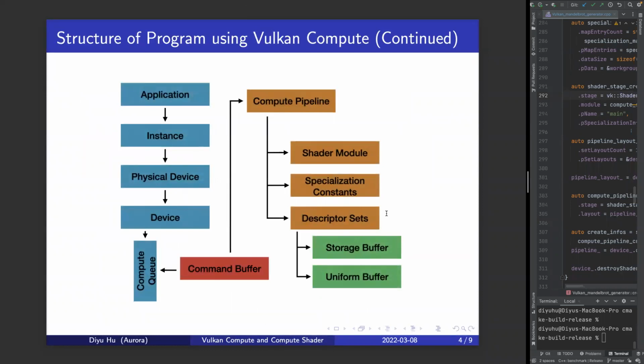And this figure illustrates the structure of a program using Vulkan Compute from the perspective of Vulkan objects. Different colors represent different stages. The blue represents the first stage, which is hardware setup, and the green represents resource setup, and the brown represents pipeline setup, and the red represents the final stage, command creation or command execution.